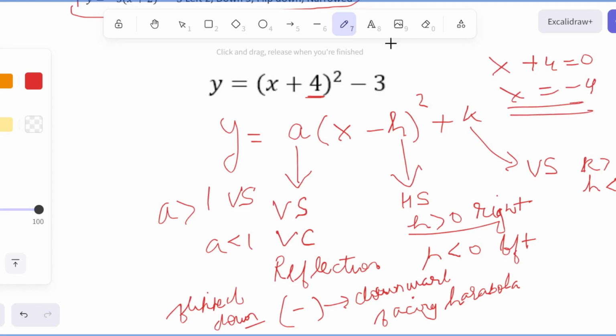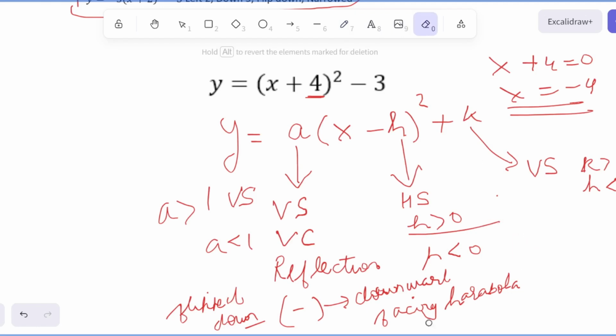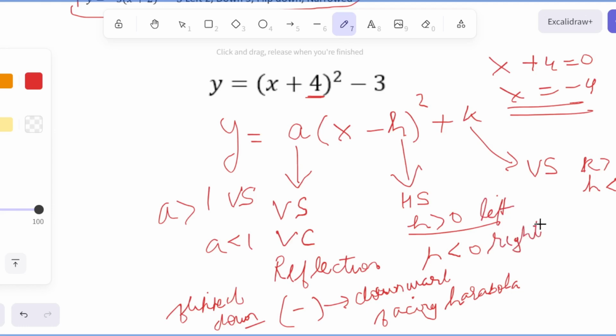So one second. When it's greater than 0, it's basically left, I mean. And when it's less than 0, then it's right. So this is a move towards the left by 4, isn't it?